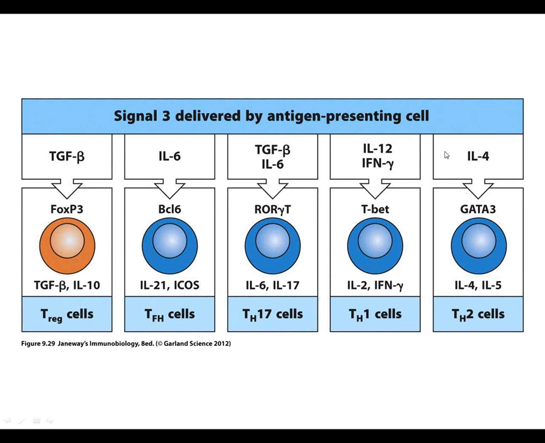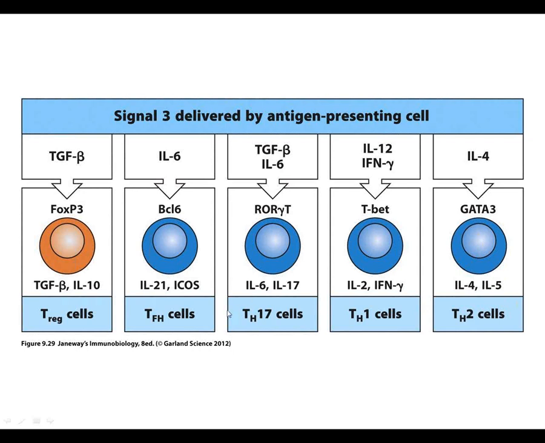And then, of course, Th2 is going to turn into Th2 in response to IL-4. So presumably, if a dendritic cell has seen a helminthic parasite, it's going to start secreting IL-4 when it has this interaction. It's going to cause this essential transcription factor GATA3 to be expressed. It will commit this to a Th2 type cell, which will then secrete IL-4 and IL-5 as its effector function.